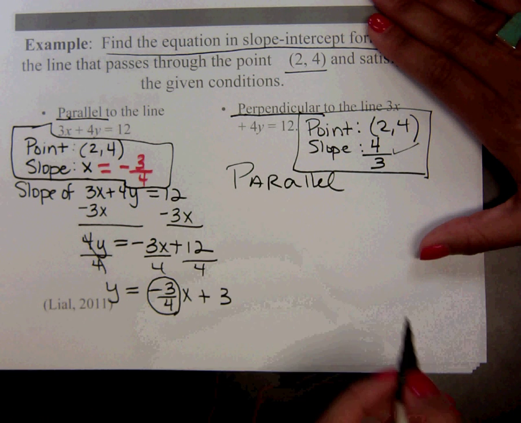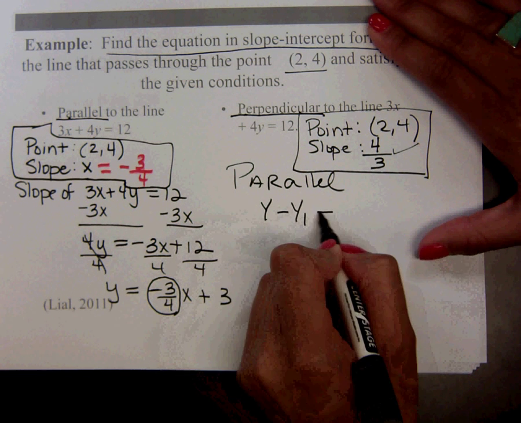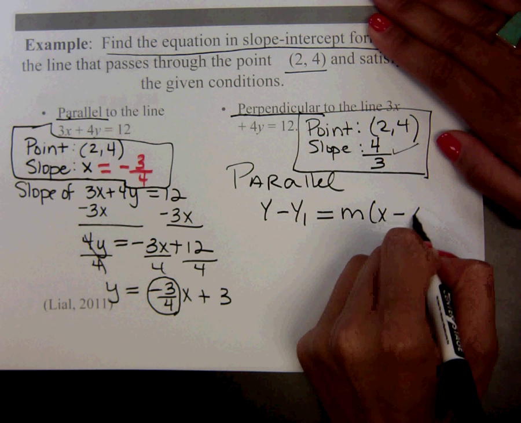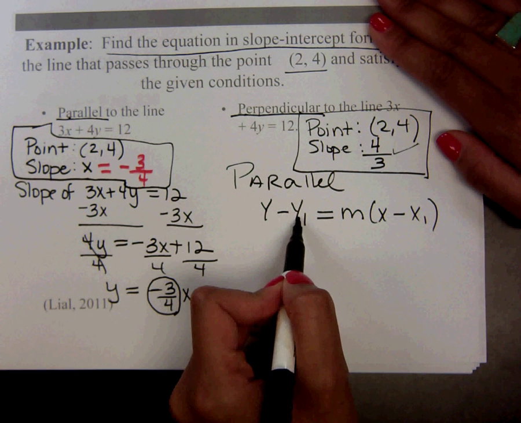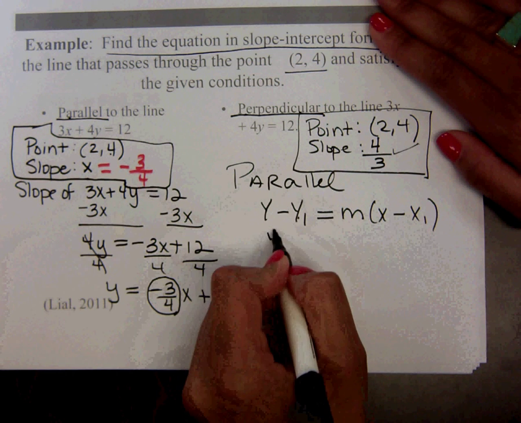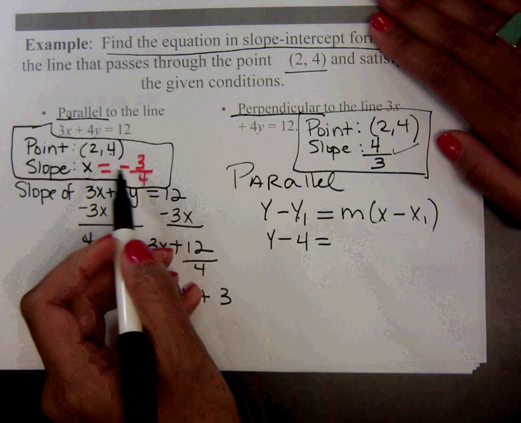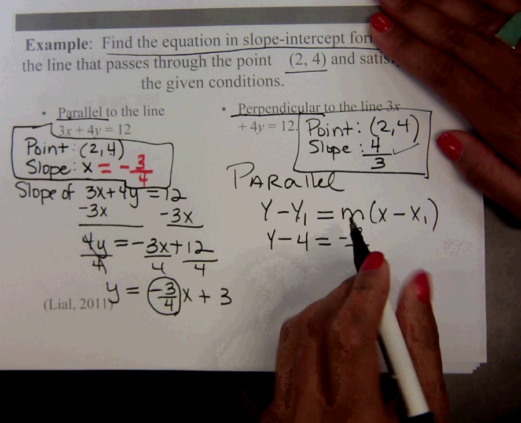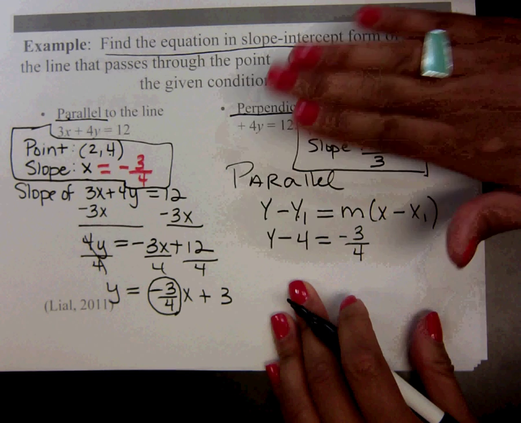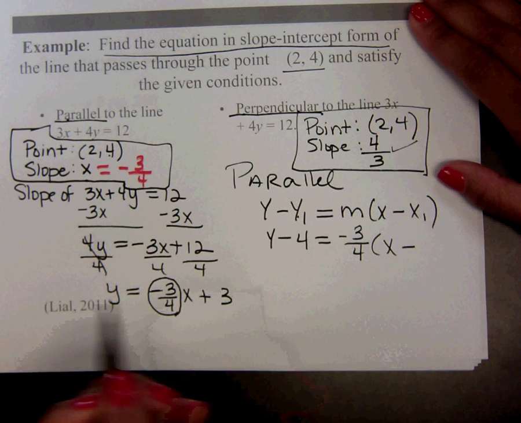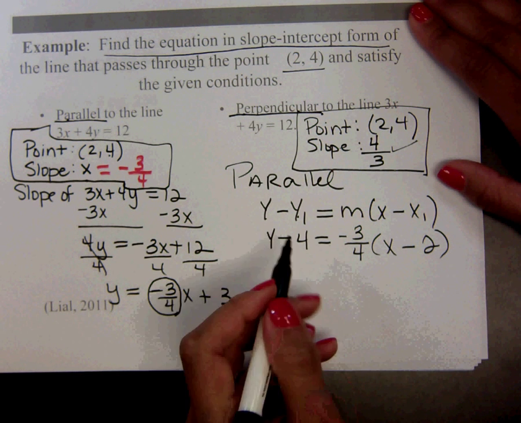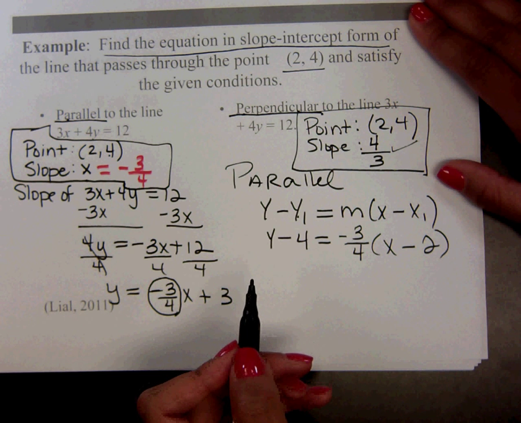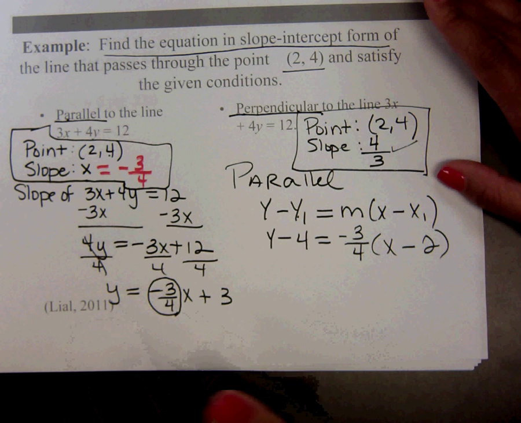So if we use point-slope, y minus y1 equals m times x minus x1, what do we get here? What's y1? 4. What's m? -3/4. Very, very good. We're not doing perpendicular. I'm just showing you that so you could do that one at home. And then x minus, what's x1? 2. Excellent. And then we solve this equation. We're going to put it in slope-intercept form, or if they don't specify, you can choose.